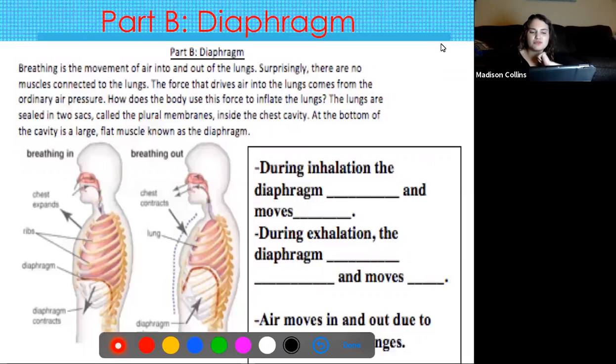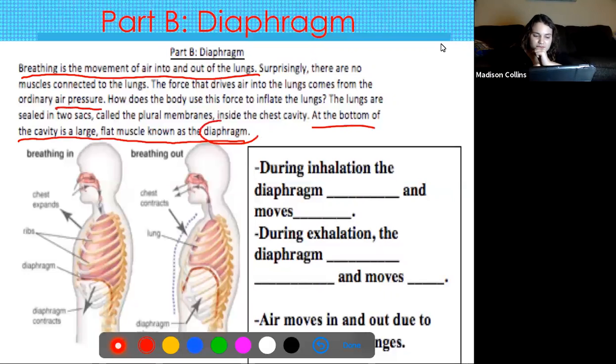So breathing is the movement of air into and out of the lungs. Surprisingly, there are no muscles connected to the lungs. The force that drives air into the lungs comes from ordinary air pressure. So how does the body use this force to inflate the lungs? The lungs are sealed into two sacs called the pleural membranes, which are found inside the chest cavity. And at the bottom of that cavity is a large flat muscle known as the diaphragm.